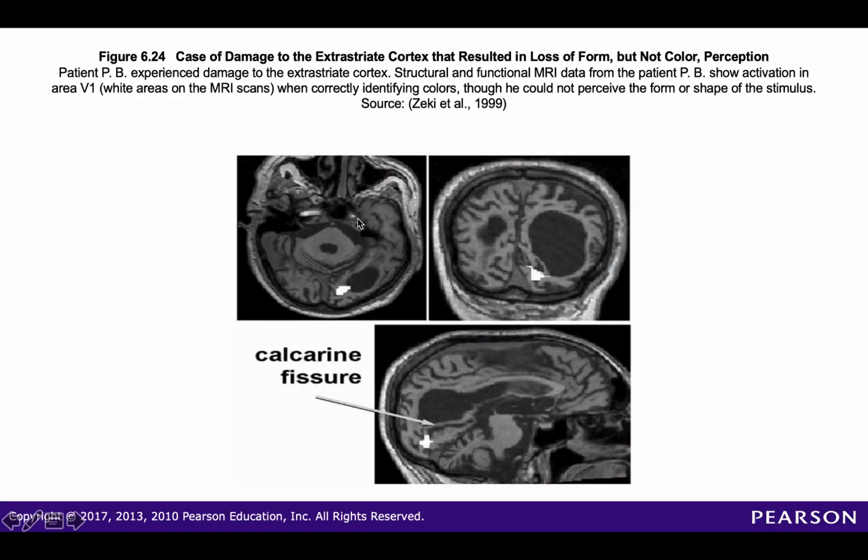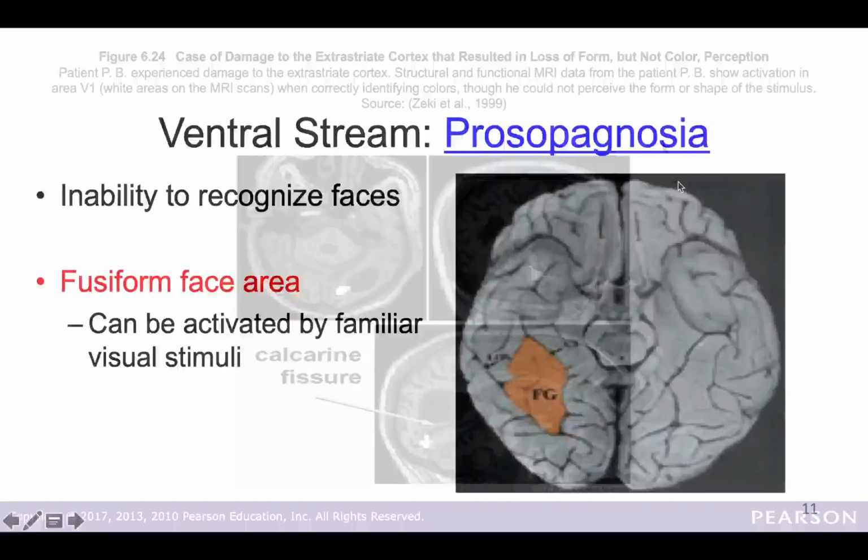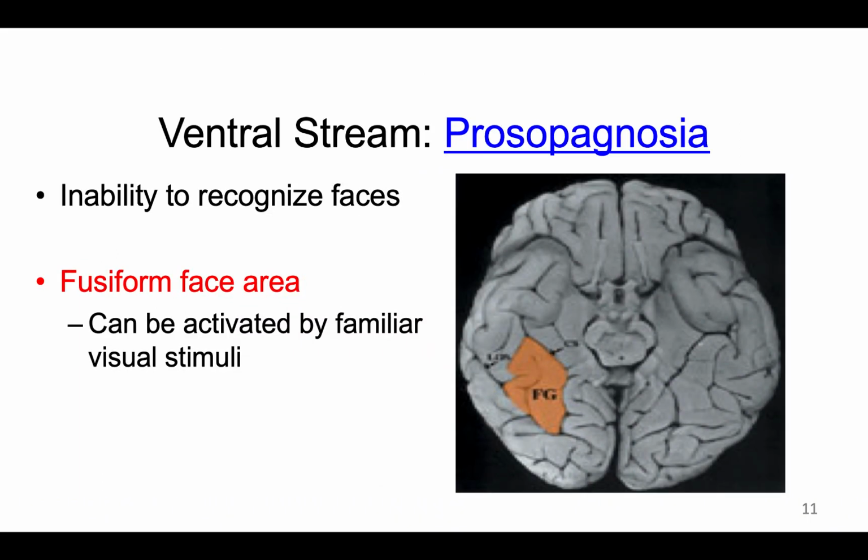This is a figure from Carlson showing a particular case study of somebody with damage to parts of what's called the extrastriate cortex. That's another way of saying the visual association cortex. And the particular symptoms experienced are loss of form but not color. Again, they can identify colors and maybe shapes, but can't identify specific objects. As you go farther and farther along in the ventral stream, the information that you are processing gets more and more detailed. At the very end of the ventral stream is a brain region called the fusiform face area.